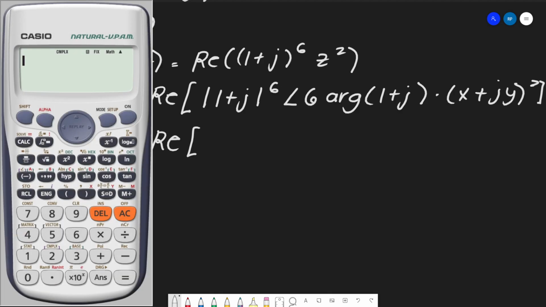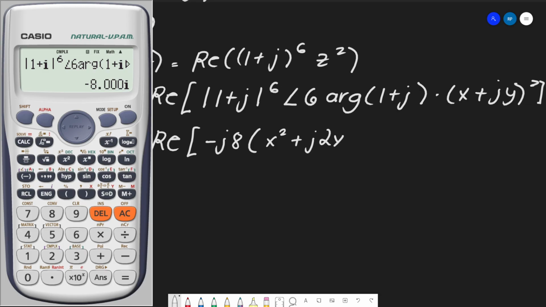Okay? So, we have here the absolute value of (1 plus j) raised to 6, the argument of 1 plus j. So, we have negative j8. Then we have negative j8 times the expanded form, right? So, that is x squared plus j2xy minus y squared.